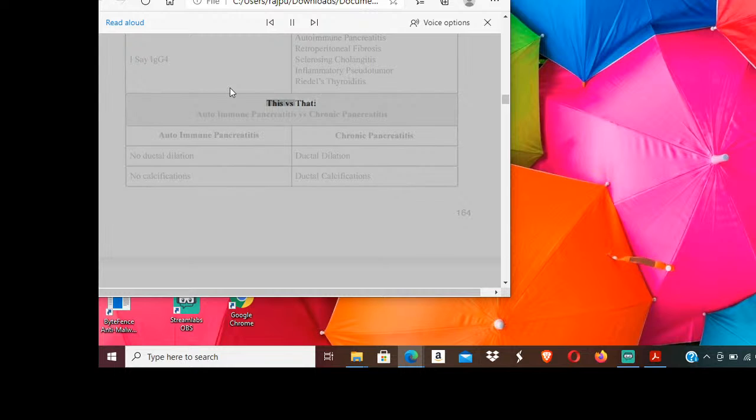This versus that: autoimmune pancreatitis versus chronic pancreatitis. Autoimmune pancreatitis has no ductal dilation and no calcifications; chronic pancreatitis has ductal dilation and ductal calcifications.